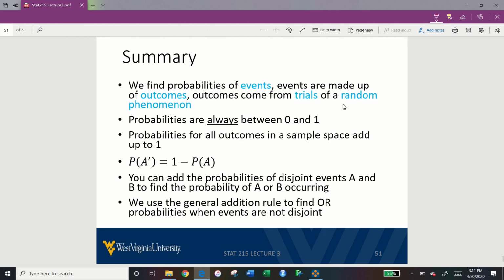We learned the complement rule that says the probability of the complement of A equals 1 minus the probability of A. We learned that you can add the probability of disjoint events A and B to find the probability of A or B occurring. And finally, we learned to use the general addition rule to find OR probabilities when events are not disjoint. That's pretty good for today.